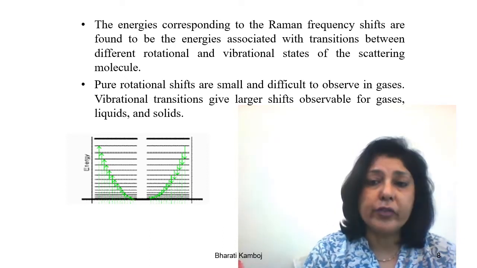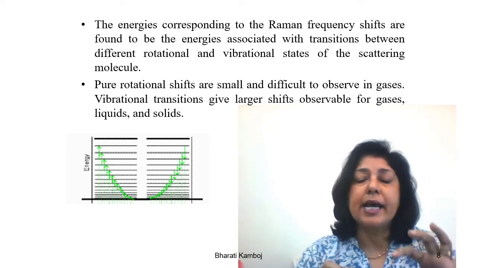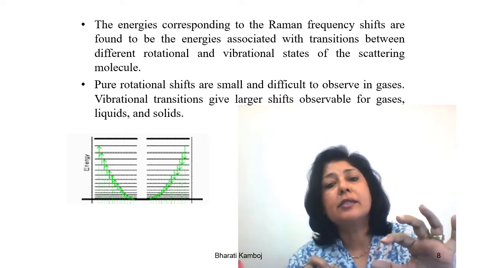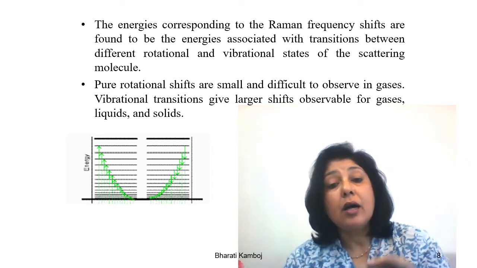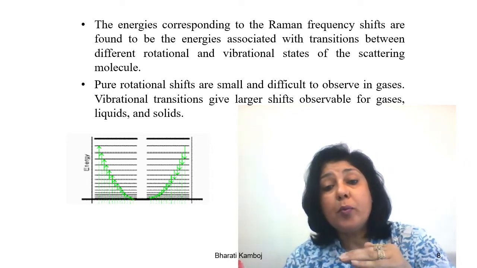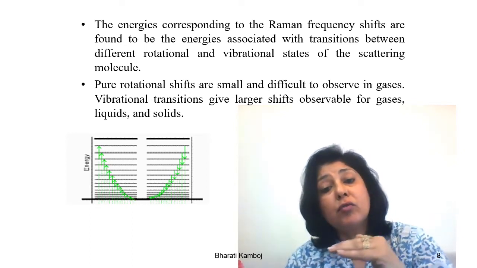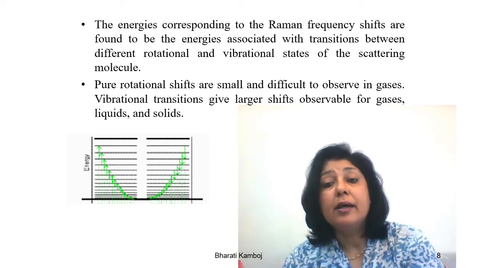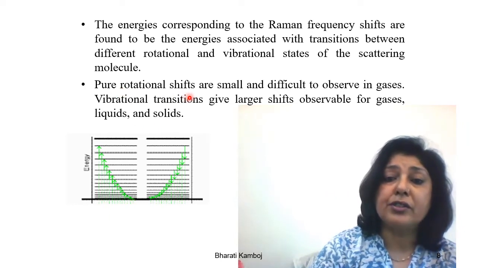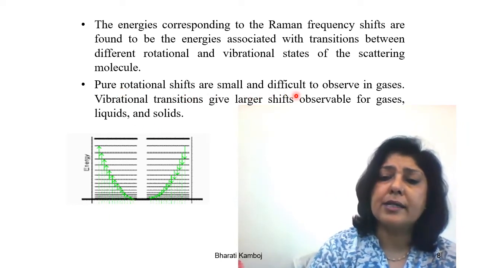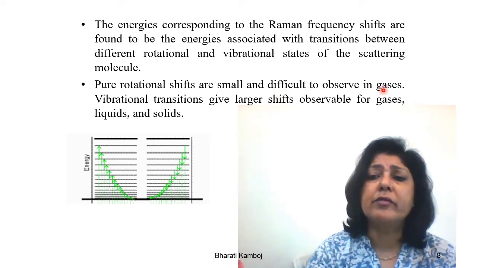and accordingly the change in frequency of the photon, that is Raman shift, corresponds to this energy difference between energy levels, rotational energy levels or vibrational energy levels. So if the transition is between two rotational levels, if the electron is jumping between two rotational levels, which correspond to a single vibrational energy level, then it is pure rotational shift, and it is very small because the energy difference between rotational energy levels is very small, so it is difficult to observe in gases.